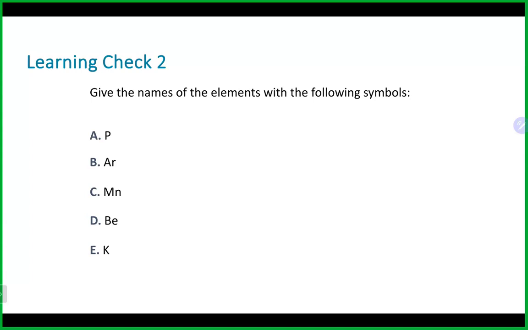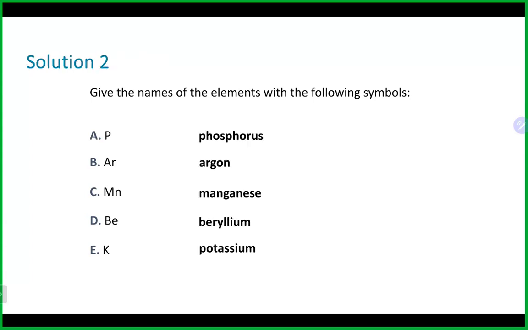Okay, so let's take a look. Phosphorus there would be P. Ar is argon. Mn is manganese, not magnesium. Be is beryllium, and K is potassium. So the short answer, I guess, is you do need to know these elements and their symbols.